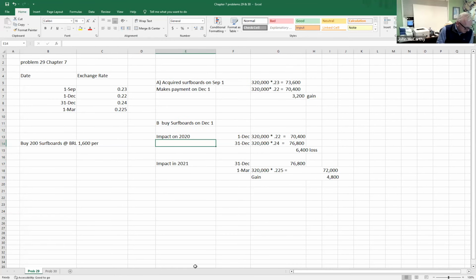So problem 29 says Spindler, a U.S. company, presumably U.S. functional currency, imports surfboards from a supplier in Brazil and sells them in the United States. Purchases are denominated in terms of the real, or reais, which is BRL. During 2020, Spindler acquires 200 surfboards at a price of 1,600 Brazilian reais per surfboard, for a total of 320,000 reais. Spindler will pay for the surfboards when it sells them.